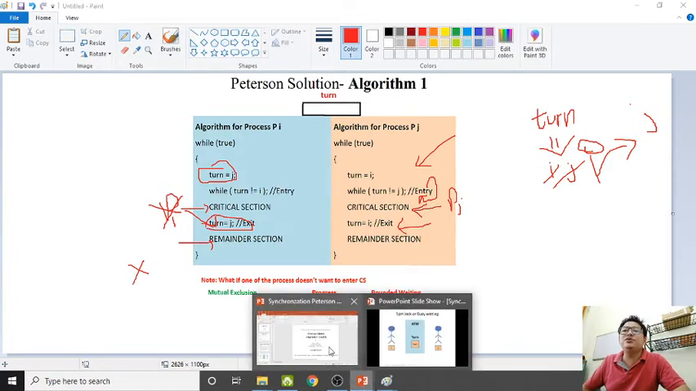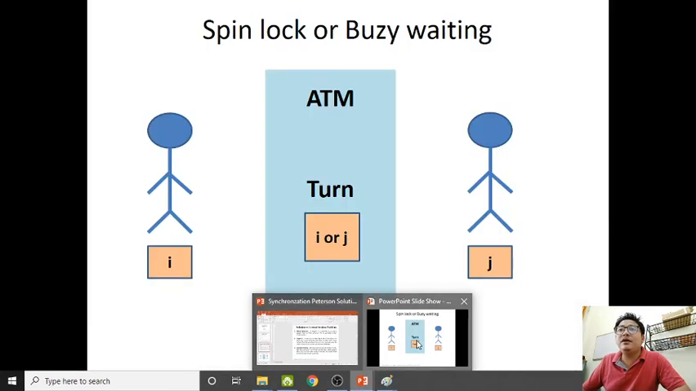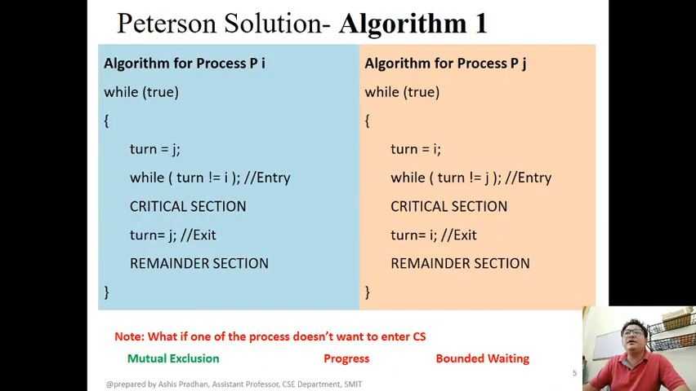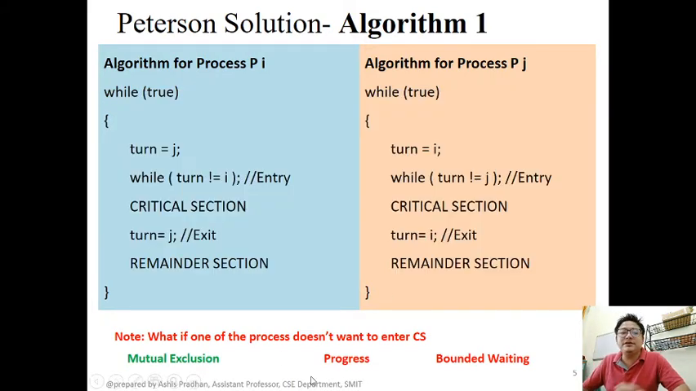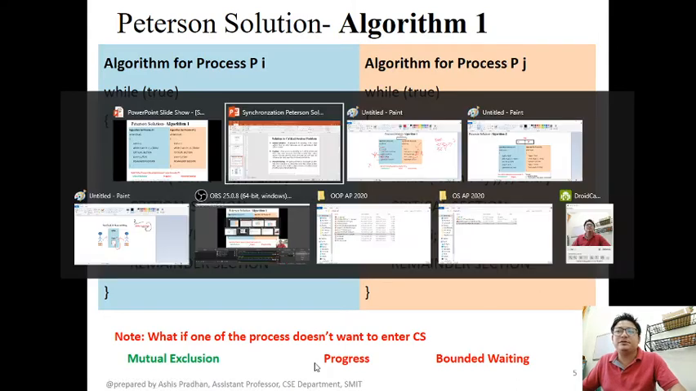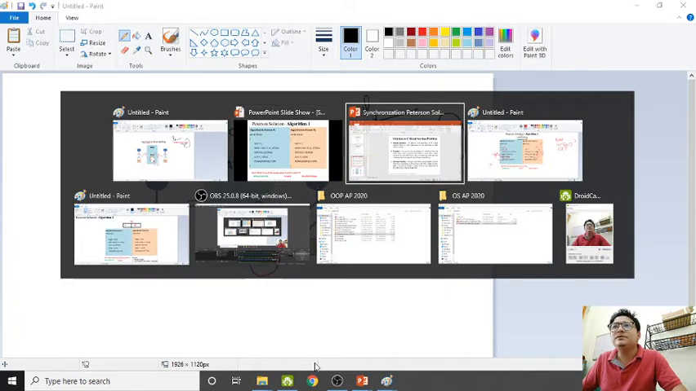So I'll just show you the meaning of progress. If no process is executing in the critical section and there exists some process who wishes to enter the critical section, then the selection of the process that will enter the critical section cannot be postponed indefinitely. Here what is happening? The decision of which process will enter the critical section is being influenced by another process.